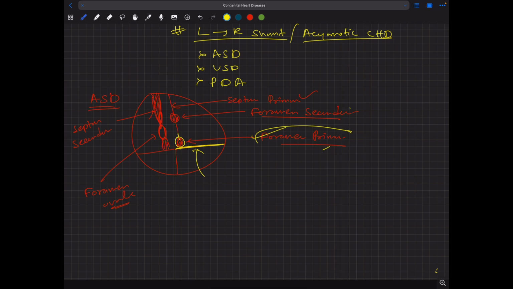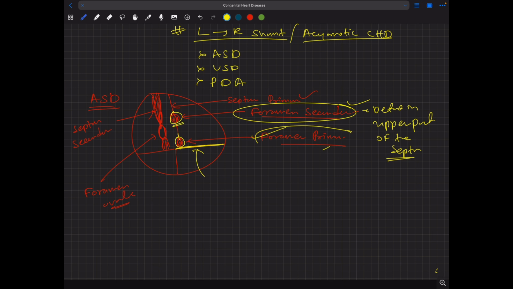Another type of ASD is called secondum type of ASD. That is a defect in closure of foramen secondum. So what is secondum type of ASD? It is a defect in the upper part of the septum. It will lead to development of ostium secondum atrial septal defect. So if the defect is in the lower part, it will lead to primum ASD. If the defect is in the upper part of the intra-atrial septum, it will lead to development of secondum ASD.